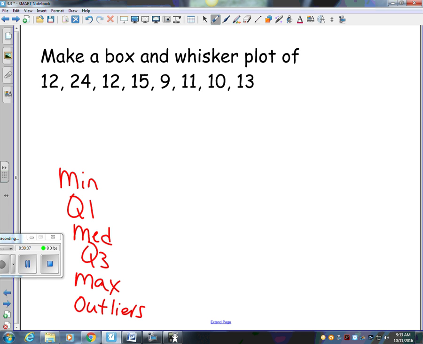Okay, go over to stat, calc, choose the first one, and for our box and whiskers, you need the min, Q1, median, Q3, max, and outlier. So scroll down. What do you have for the minimum? 9. What do you have for Q1? Median, Q3, and the max. 24. Okay. All right. Are y'all good on those?